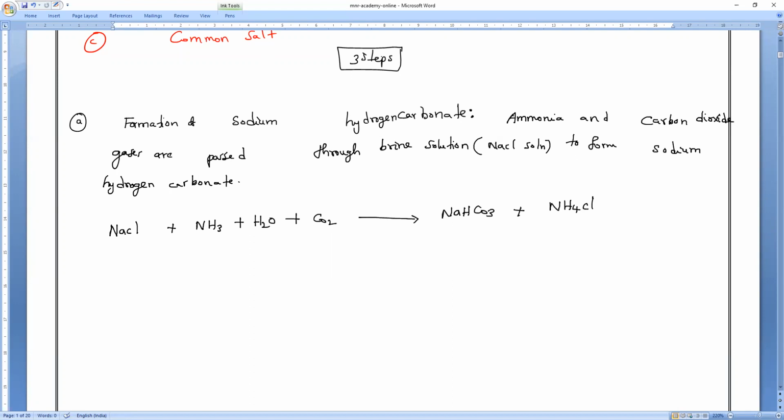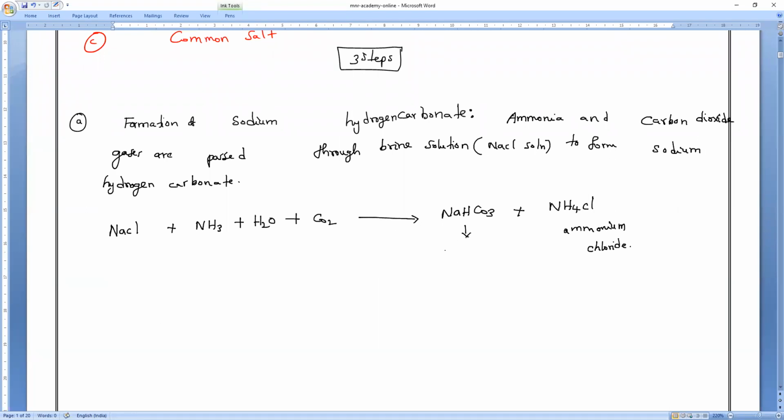What will we get? Ammonium chloride. Okay, that is what you have to remember. So write it if you don't know. So in this step, along with that, we are going to get ammonium chloride also. Do you understand, everyone? Yes? Now, take this product out.